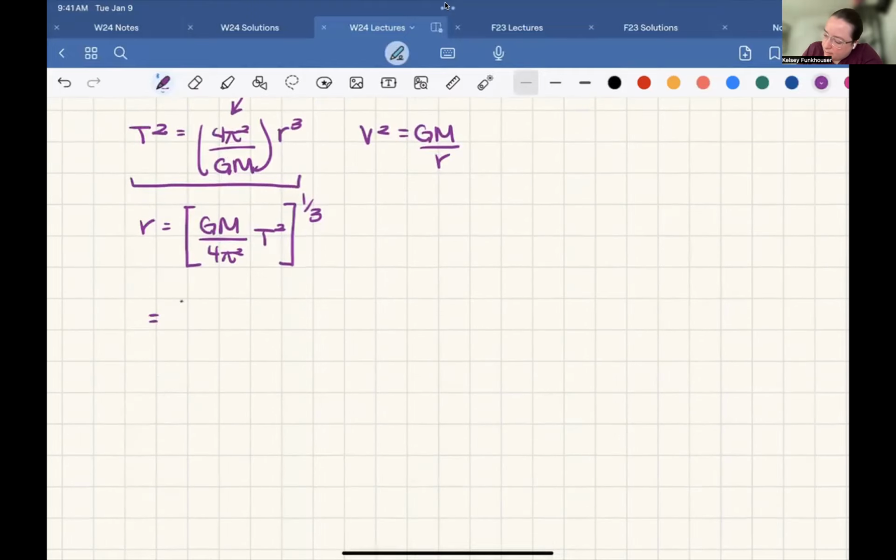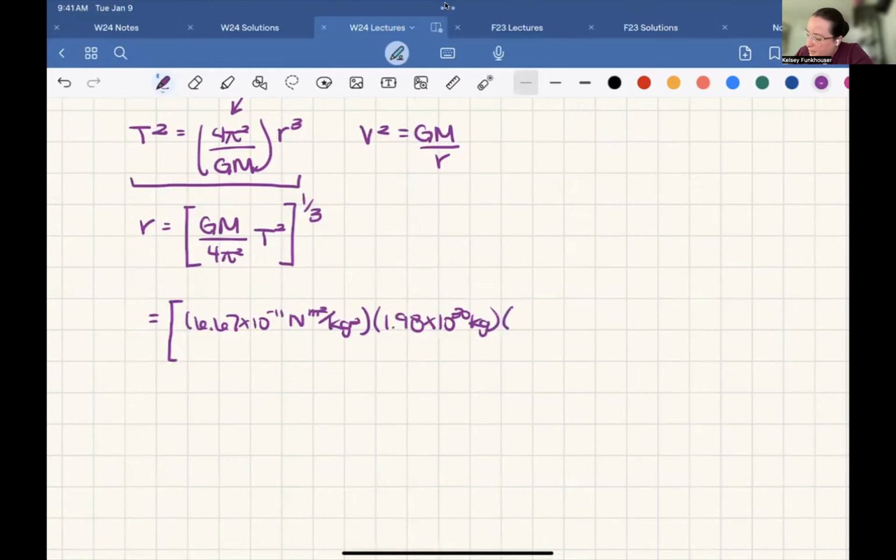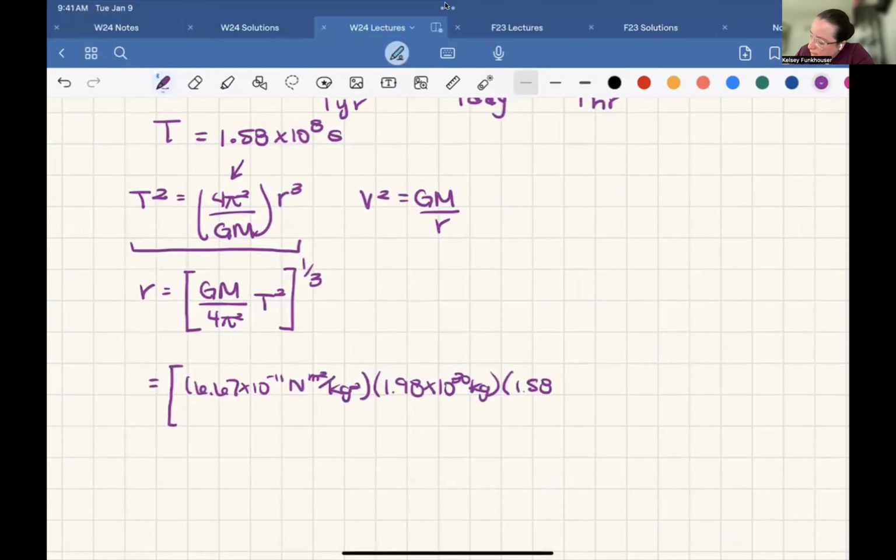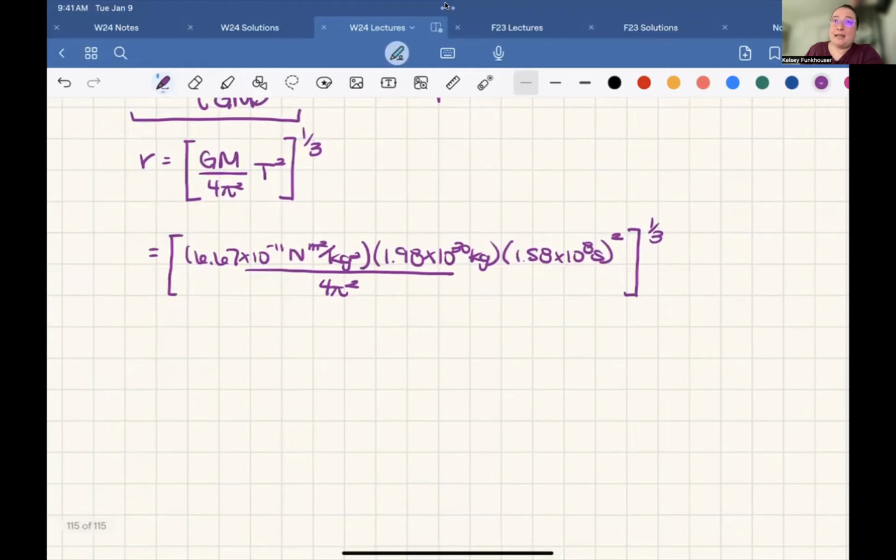So now we'll plug stuff in. 6.67 times 10 to the negative 11 newton meters squared per kilogram squared, times the mass of the sun, 1.98 times 10 to the 30 kilograms. And then the period we just calculated, 1.58 times 10 to the 8 seconds, squared. And then this is divided by 4 pi squared. And everything to the 1/3. So we end up with a radius of 4.37 times 10 to the 11 meters.